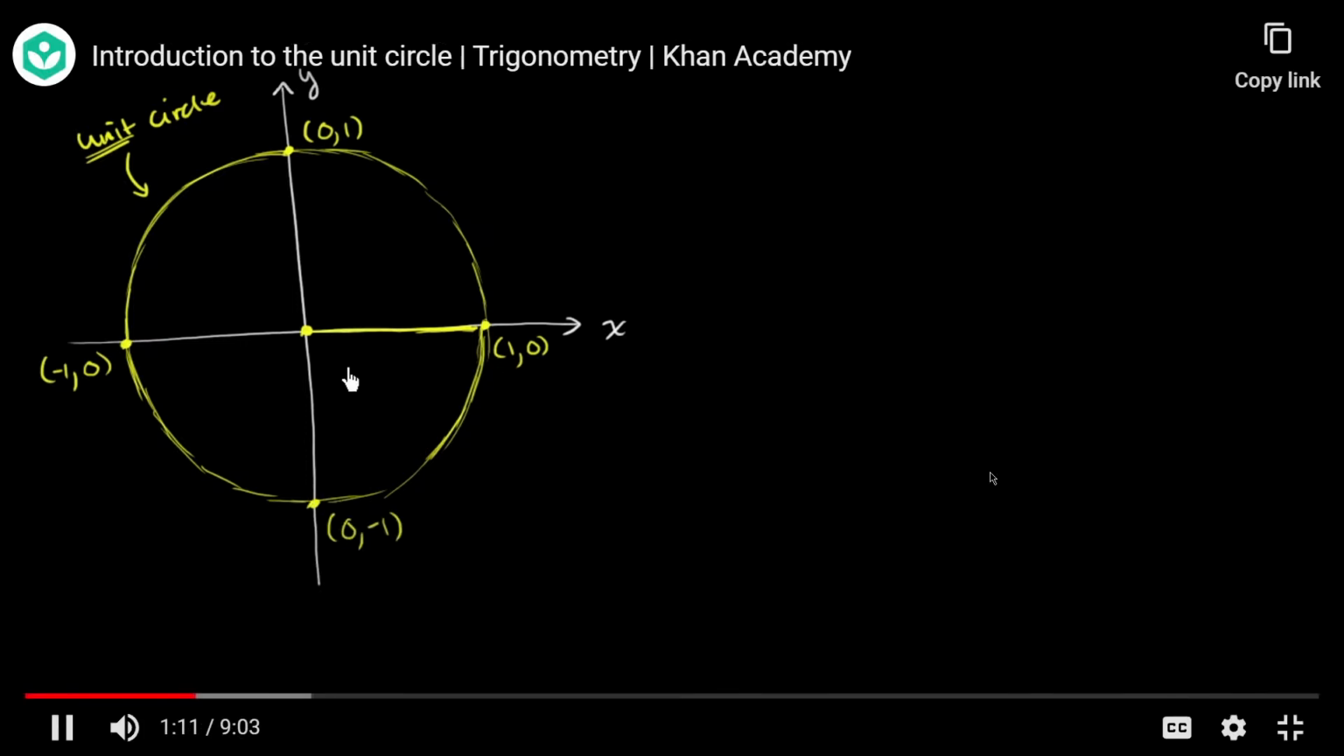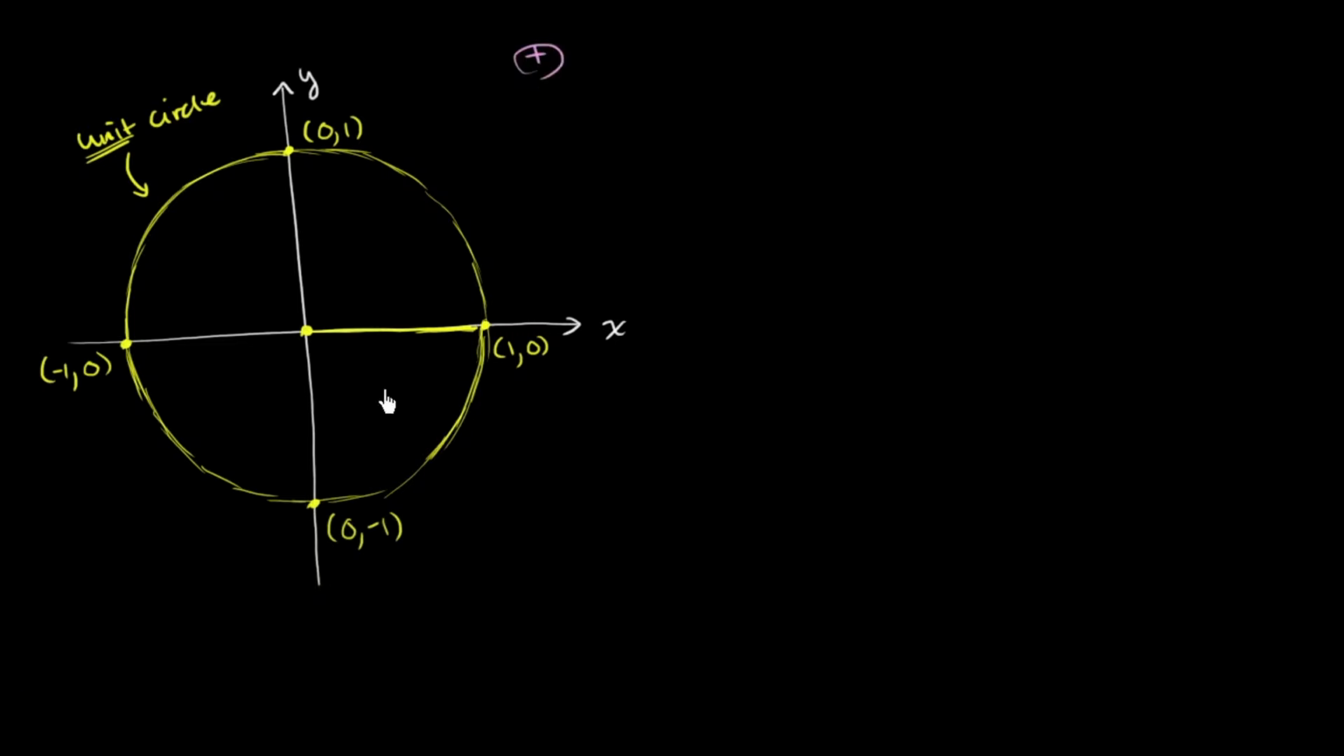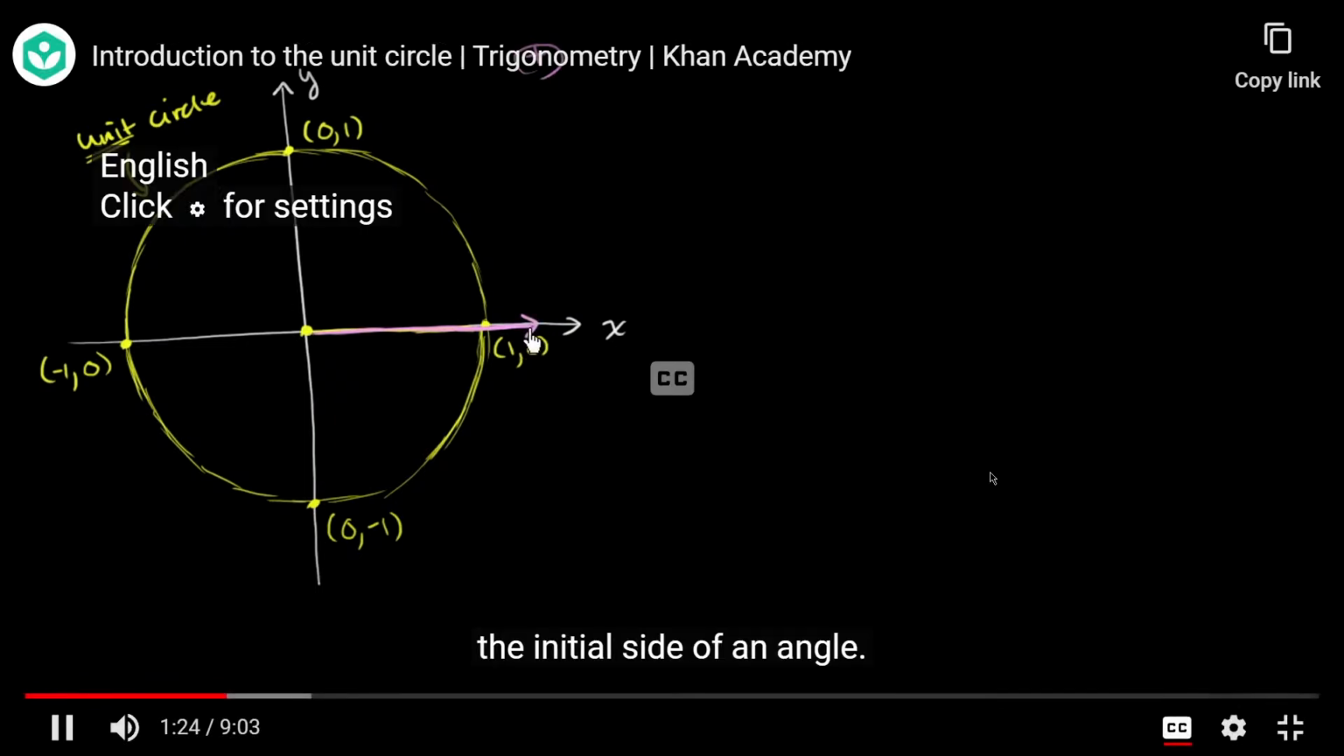I'm going to find a convention for positive angles. I'm going to say a positive angle, well, the initial side of an angle, we're always going to do along the positive x-axis. So you can kind of view it as the starting side of the angle, the initial side of an angle.